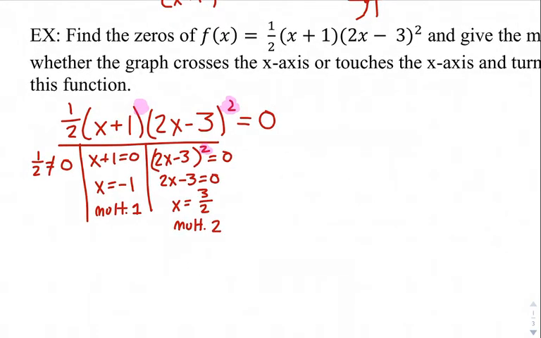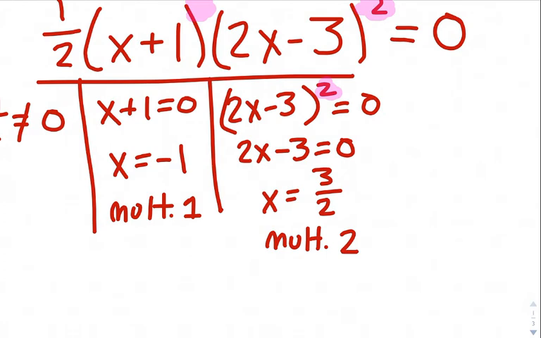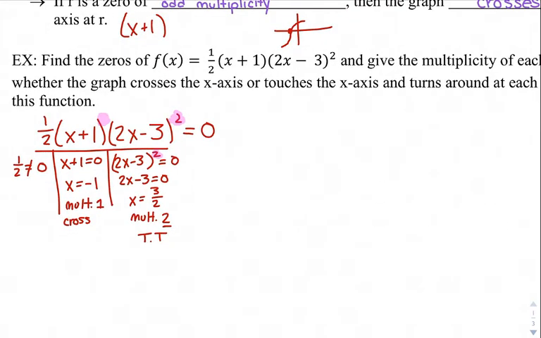If I'm looking at the multiplicity, since 1 is odd, what that means is it crosses the x-axis. Since this has a multiplicity of 2, what that means is that it touches and then turns at the x-axis. So what I need to do is figure out what's happening in the beginning and end of this function.